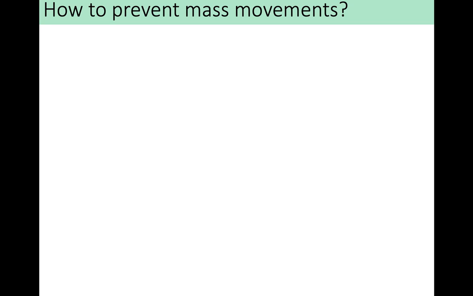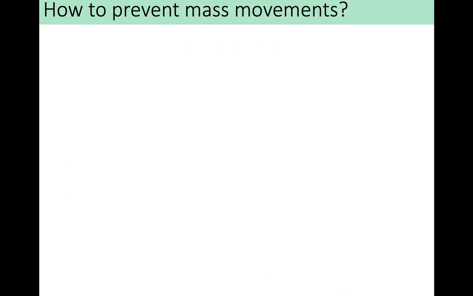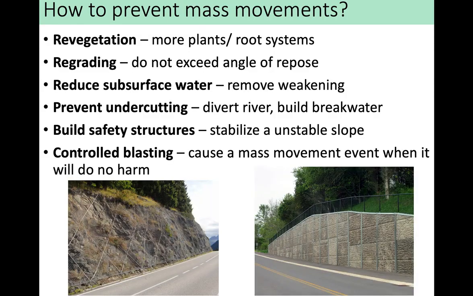So what are some ways to prevent mass movement? I just mentioned there's some engineering that can be done to actually prevent mass movements. One of the things is revegetation. Like I said, you can plant more trees, add more root systems to your area. That's going to strengthen your slope.